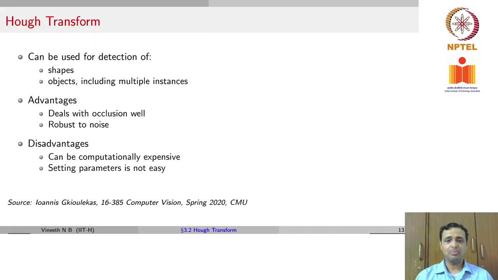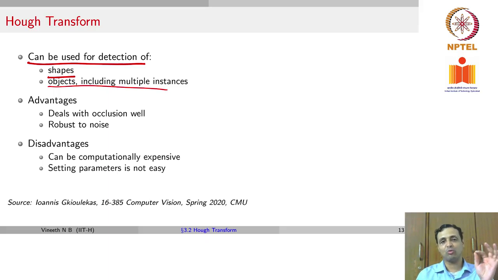To summarize the Hough transform, it's an effective approach for detection of shapes and objects, including multiple objects. Even if there are multiple cars, you can probably find all of them. You could have multiple maxima where edges vote for the centroids of the cars, and each of them may be a different instance of a car in a given image. So you can also use this for detection of multiple instances of an object in an image.